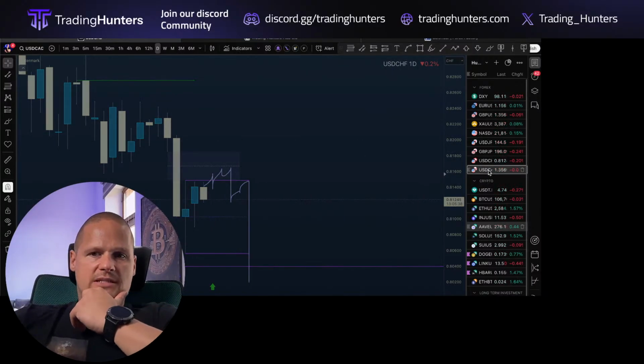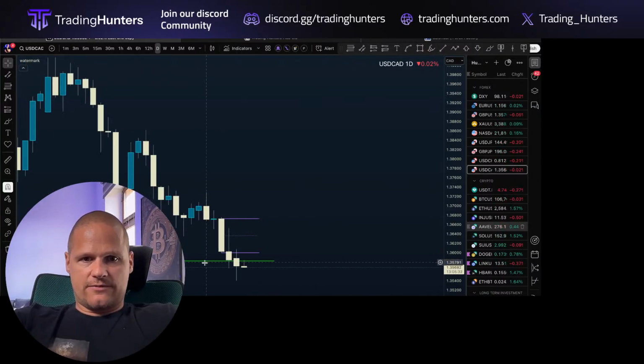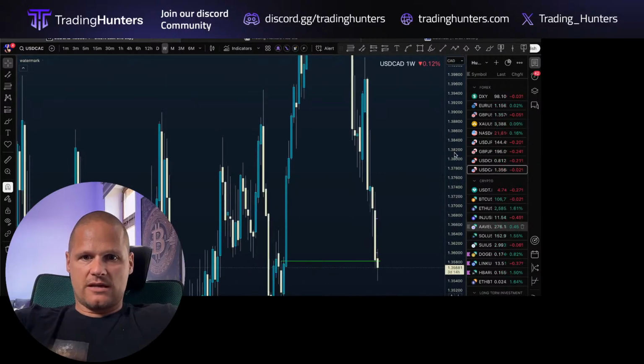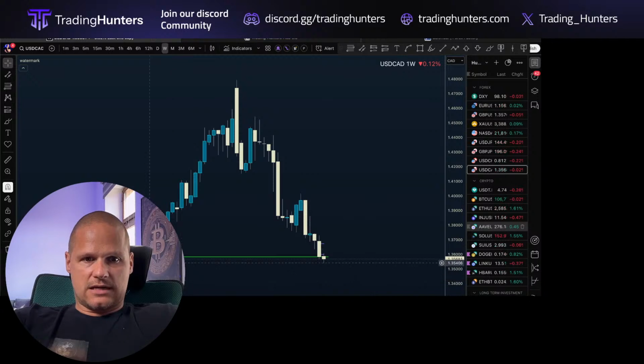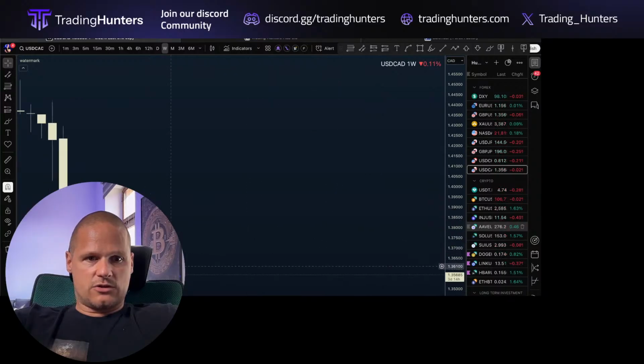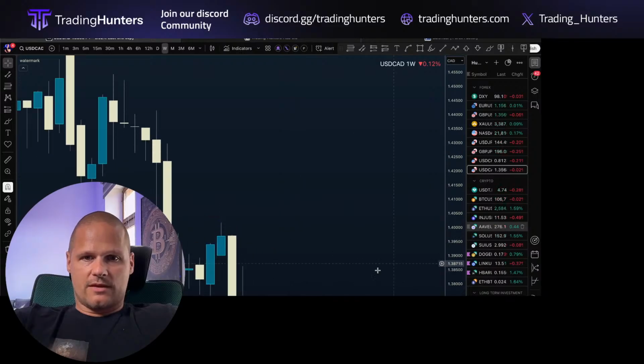Now we have USD CAD. Here we've been drawing something. Look, the next candle closed below, the next one is closing below. Most likely going even lower. Yes, we're reaching this key level. What we can draw is this weekly range, that's what we have to draw. Weekly, and we're waiting.